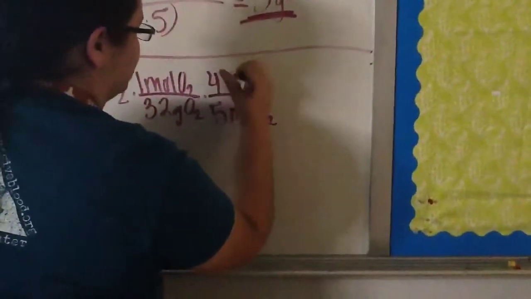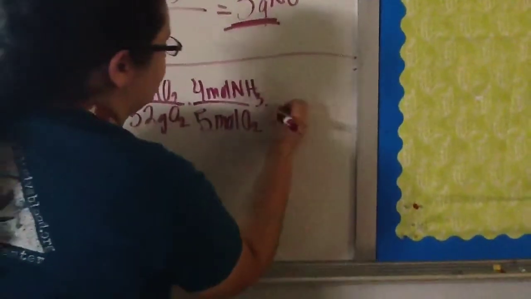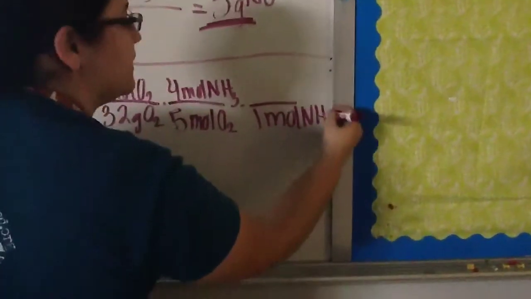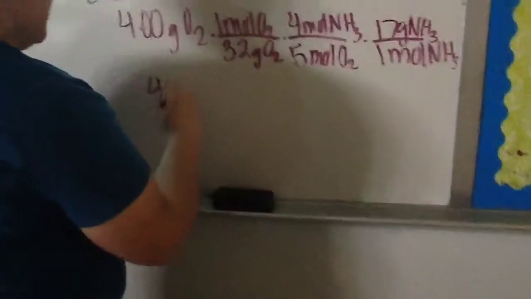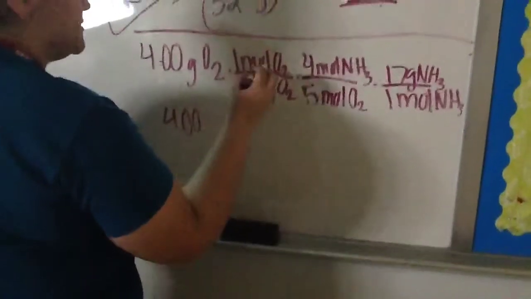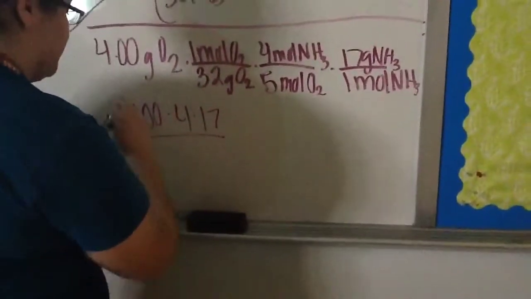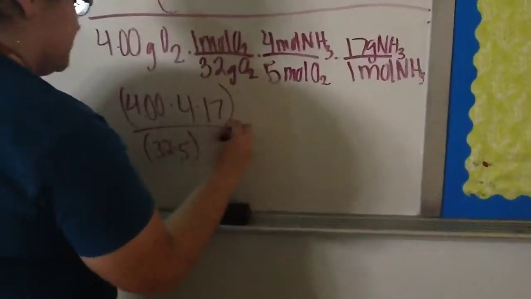And 4 moles of ammonia. Now you find the grams for ammonia, which is 17 grams for 1 mole. And then you just multiply it out. 4 times 1 times 4 times 17 over 32 times 5 times 1.